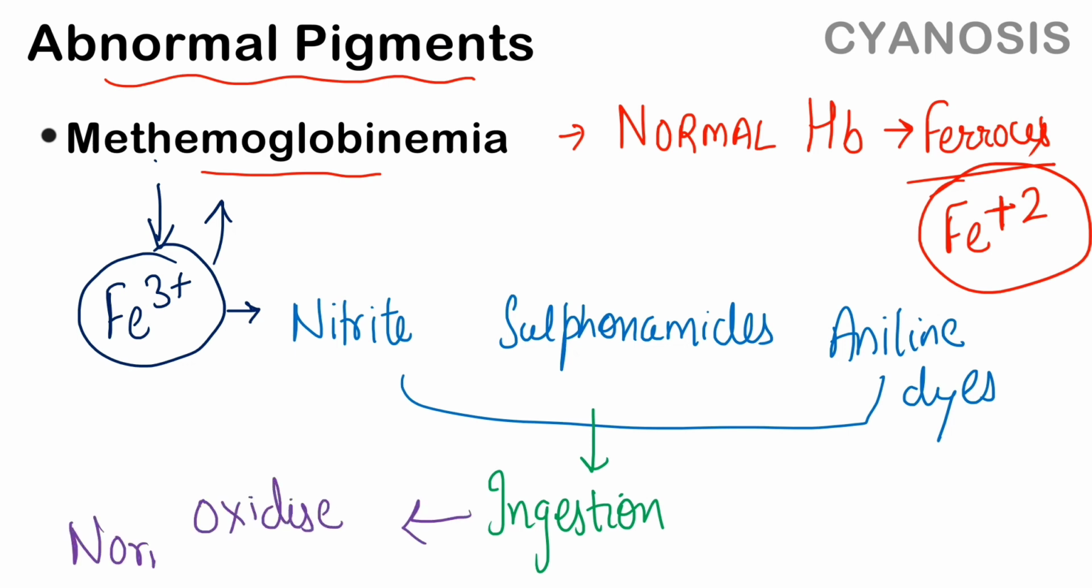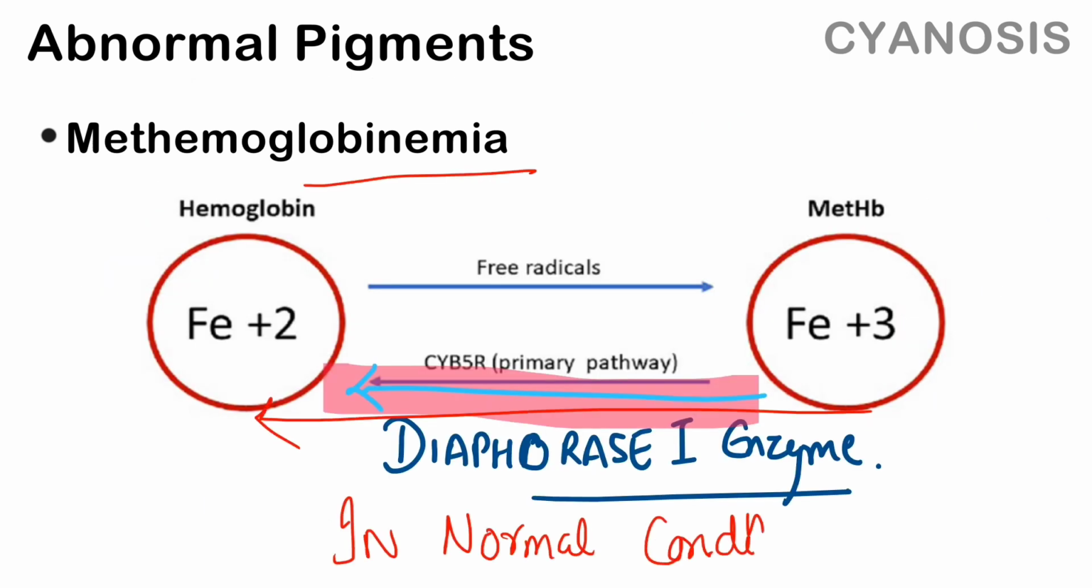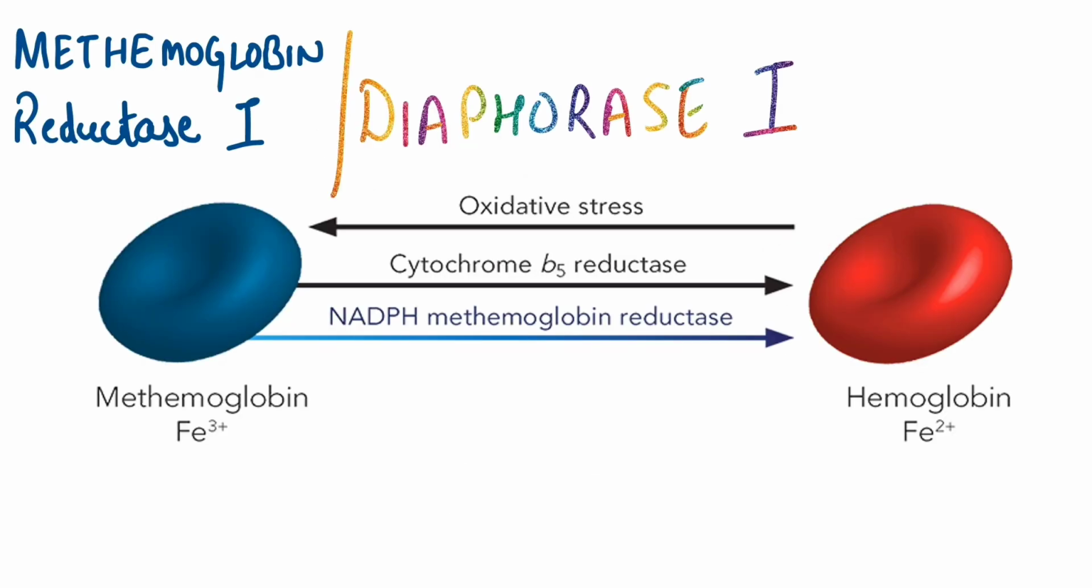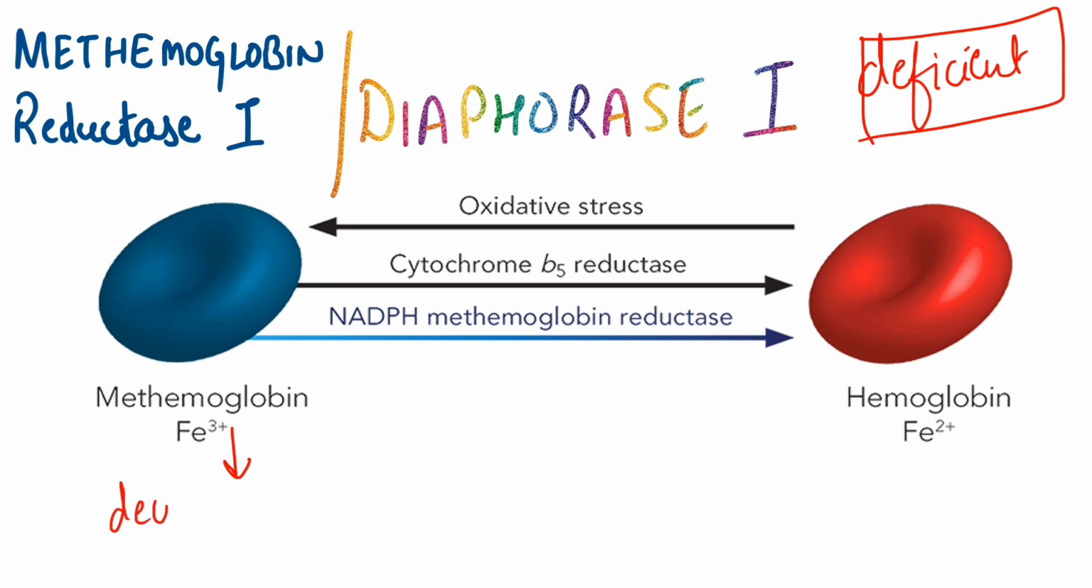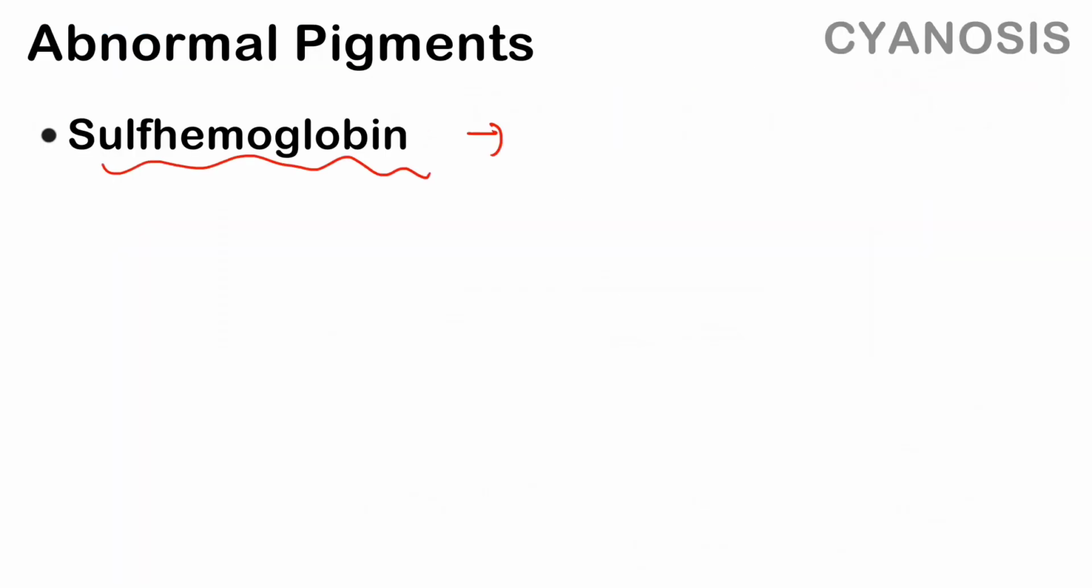But in normal conditions, it is reduced back to hemoglobin by methemoglobin reductase 1 or diaphorase 1. If these enzymes, methemoglobin reductase 1 or diaphorase 1, are deficient in the body of the individual, methemoglobin will circulate in the blood. Methemoglobin has a decreased tendency to carry oxygen, which will further decrease the oxygen saturation in blood and cause cyanosis. Next is sulfhemoglobin.